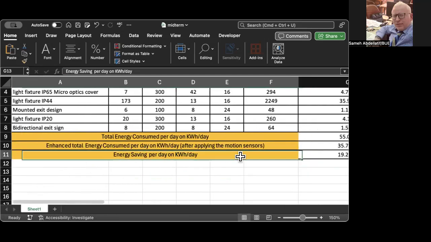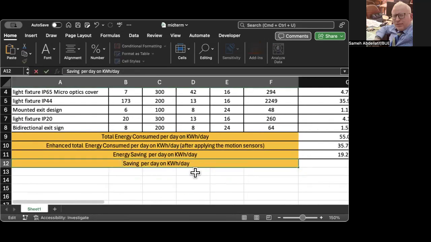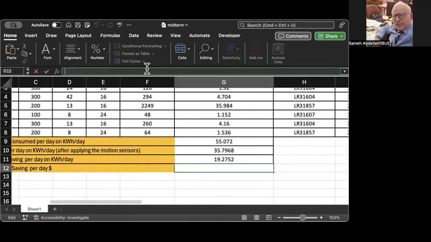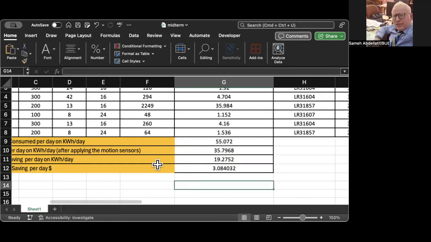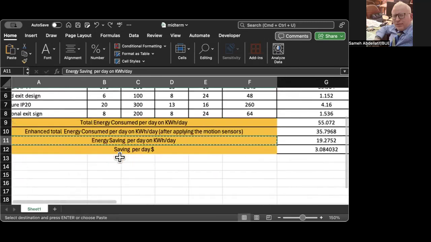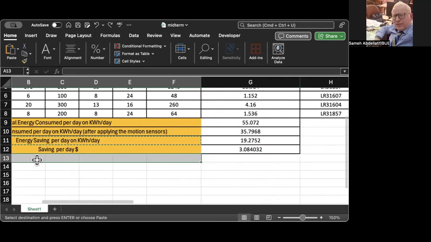So in terms of money, I can translate this to dollars. This will be simply this number times 0.16, which is again the expected tariff. Okay, so I calculated this is the amount of saved money per day. So the amount of saved money per year.